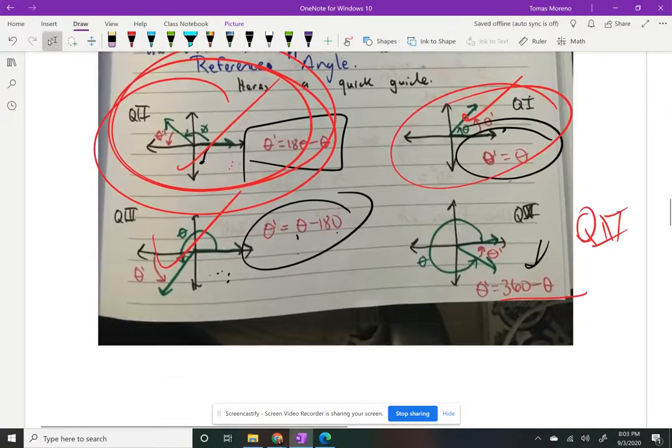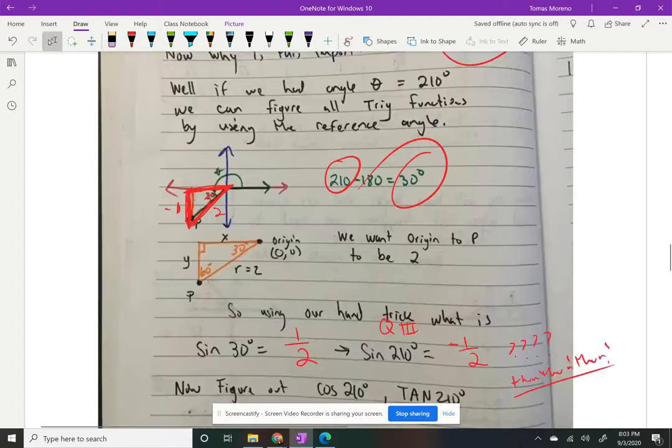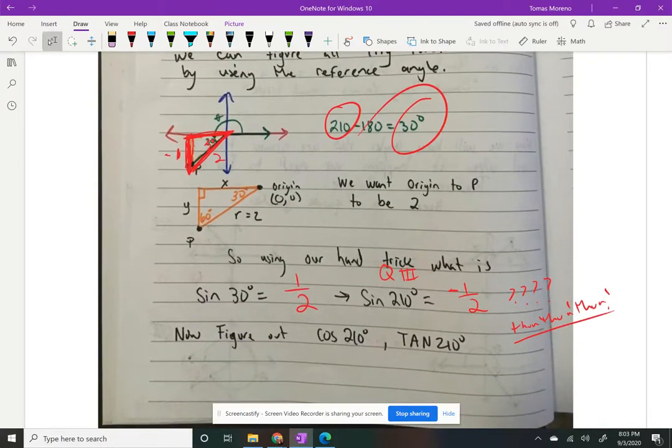So we have to be cognizant, guys. We have to make sure we know that we're in quadrant 3, and whenever we're in quadrant 3 and we're dealing with sine, it's going to be negative. So now, what is cosine of 210? What is tan of 210? Well, now we can kind of figure it out, right?